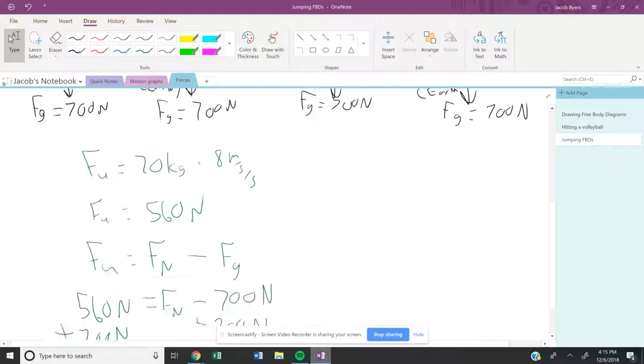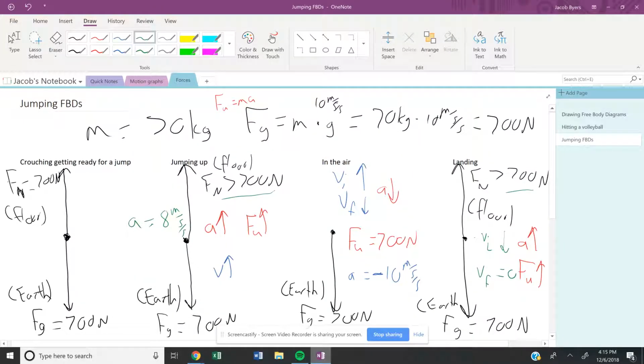And so then if we were to redraw this, instead of Fn is greater than 700, we could say our normal force is equal to 1,260 newtons. So again, all of these problems come down to: draw your free body diagram, find your unbalanced forces, find your acceleration, whatever's not given to you, use FU = MA to find whatever you're missing, and you will find the answer.